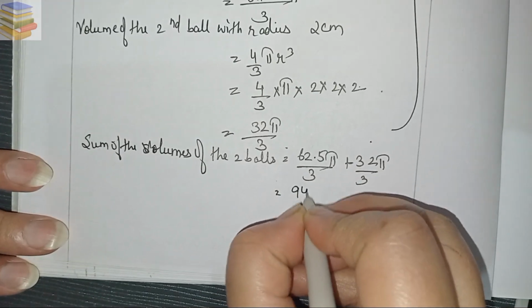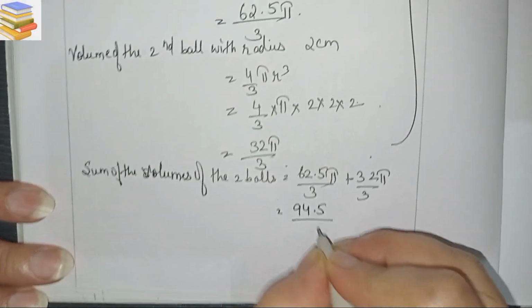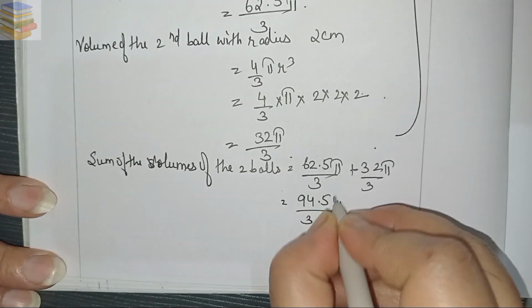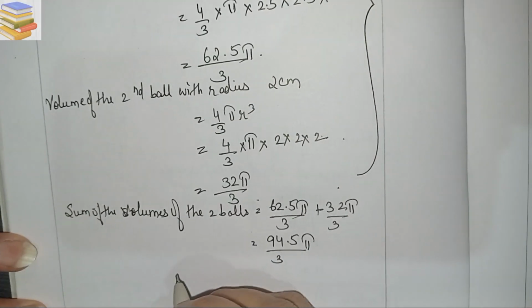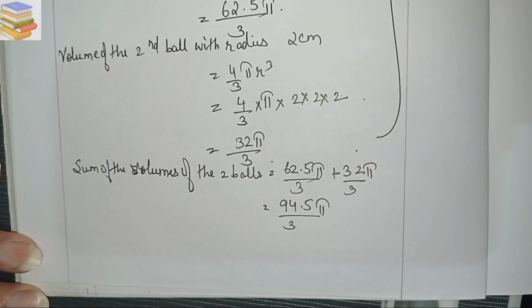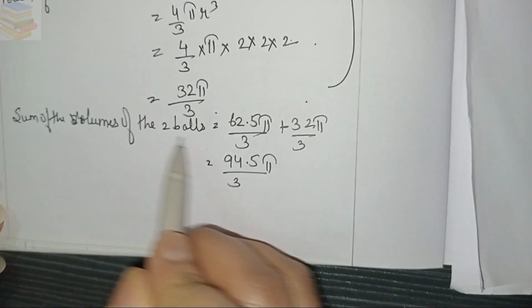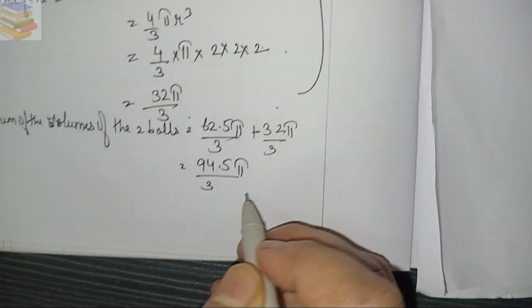Is equal to 94 point, not by me but the person who was driving it. Okay, we found it. Volumes of the two balls is equal to 94.5.